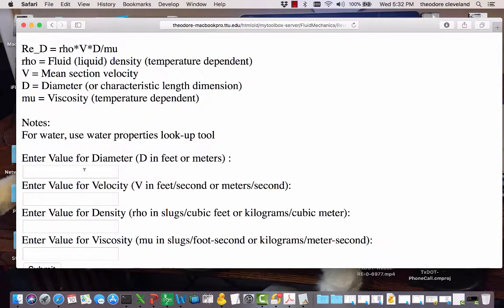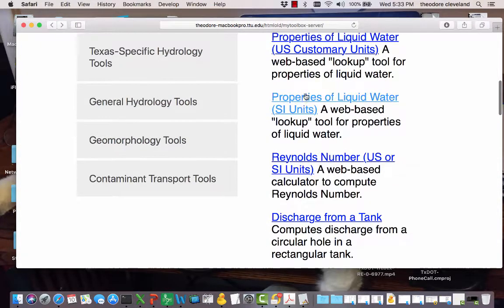Okay, so my diameter is 0.127. My velocity is 1.71. My density was given in the problem statement as 997 kilograms per cubic meter. And my viscosity needs to be in kilogram per meter second, so I'm going to have to go look up that.